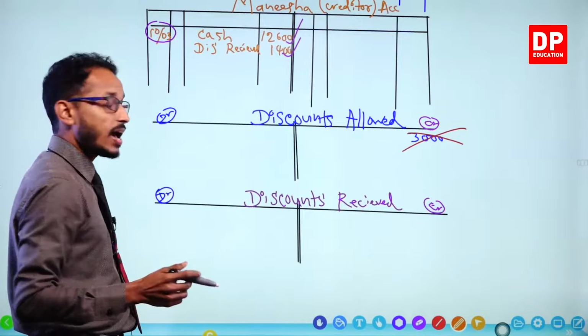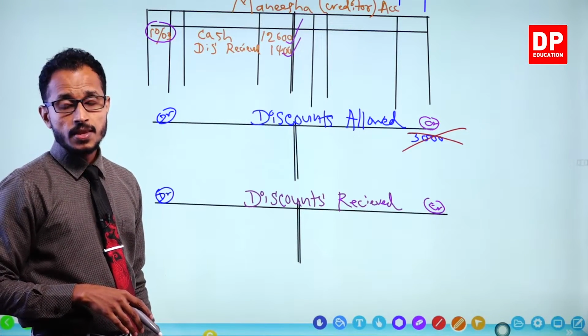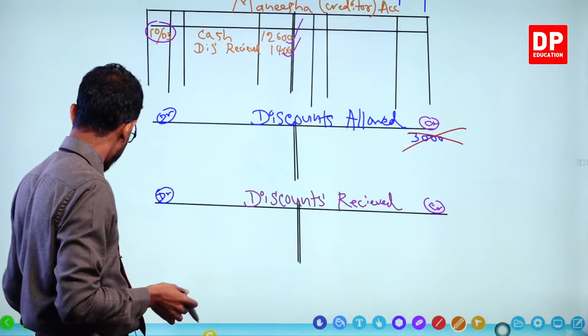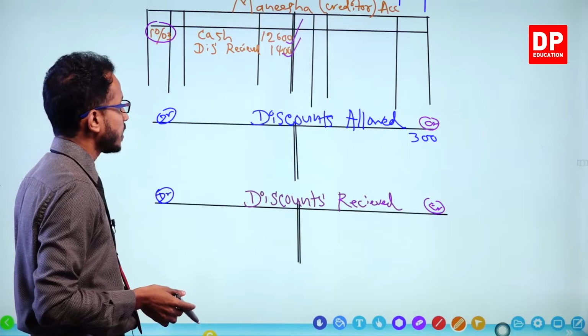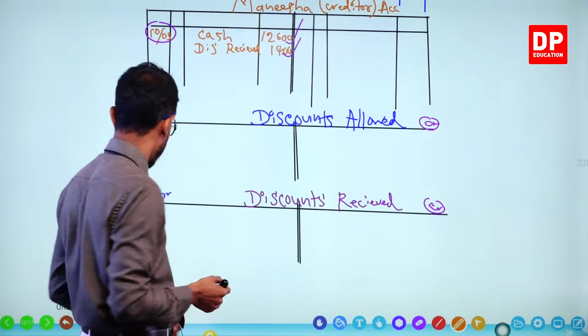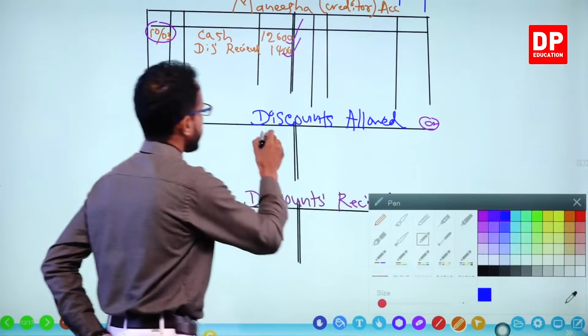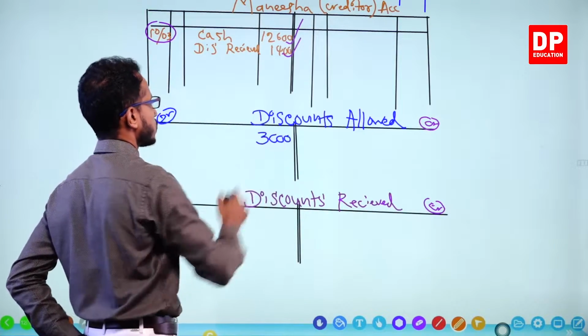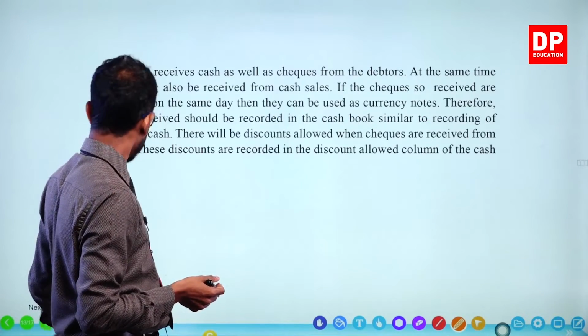Discounts allowed, as I told you several times, is an expense. Expenses do not go to the credit side. Expenses increase, should be debited. So discounts allowed account, debit 3,000. Okay.